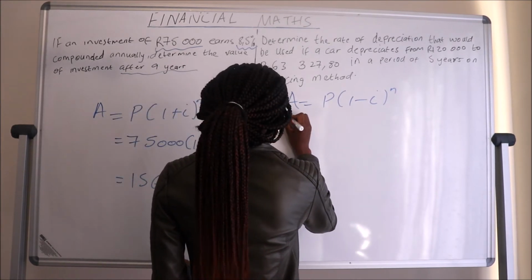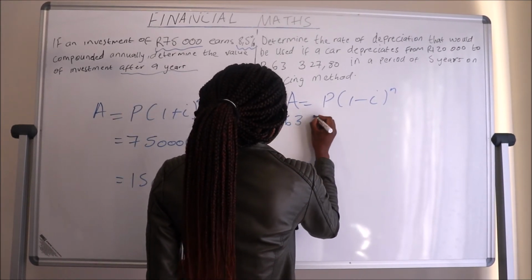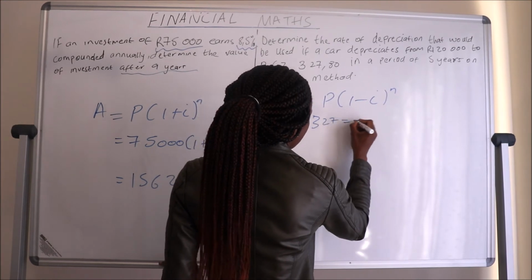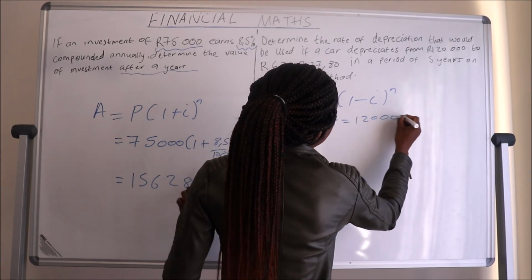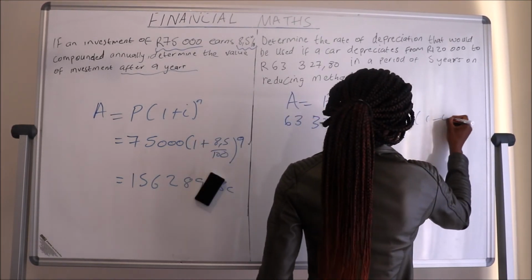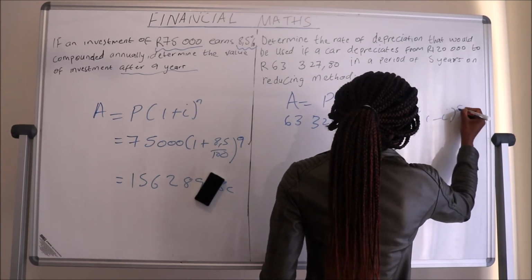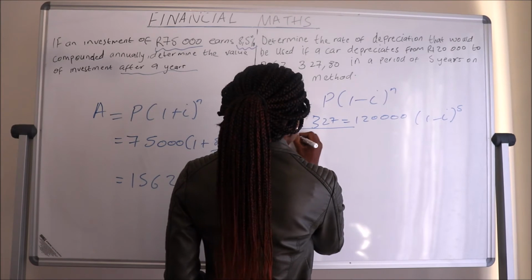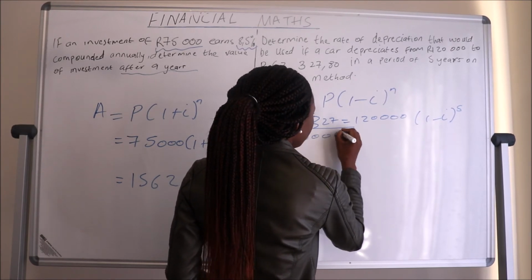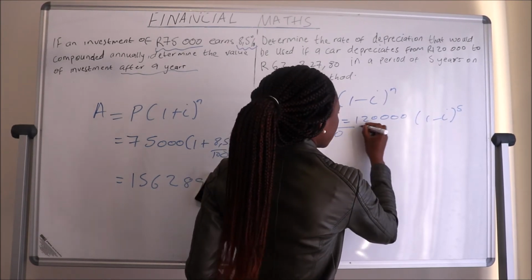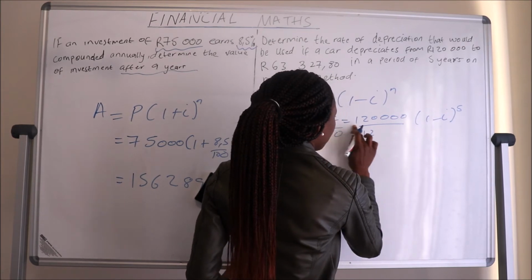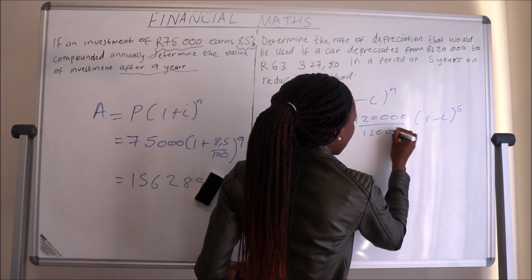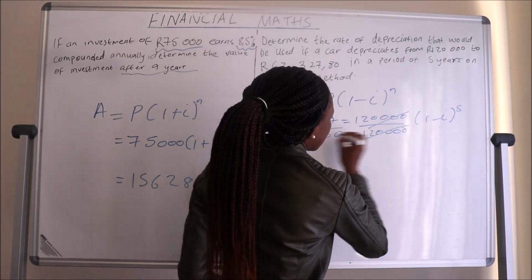And then here we have 63,327 is equal to 120,000 into 1 minus i, which is what we're looking for, to the exponent of 5 years. Then here we'll divide by 120,000, 120,000 divided by 120,000 on both sides of the equal sign. So this will cancel out.